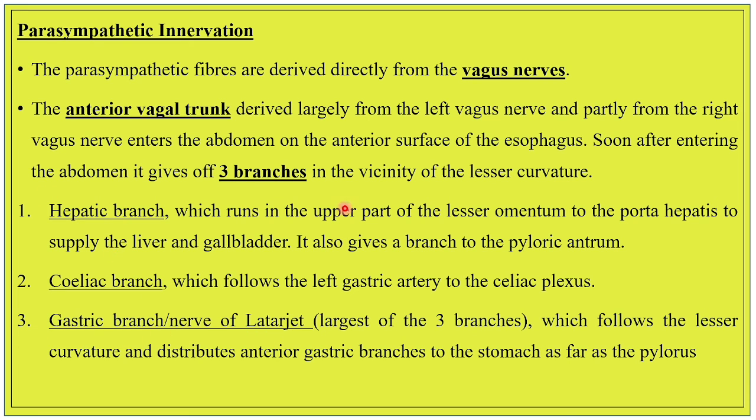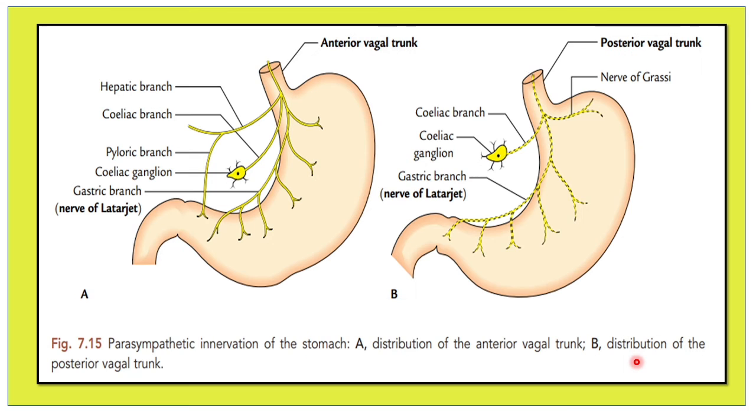The hepatic branch runs in the upper part of the lesser omentum to the porta hepatis to supply the liver and gallbladder. It also gives a branch to the pyloric antrum. The celiac branch follows the left gastric artery to the celiac plexus. The gastric branch, or nerve of Latarjet, is the largest of the 3 branches of the anterior vagal trunk. It follows the lesser curvature and distributes anterior gastric branches to the stomach as far as the pylorus. So this is the anterior vagal trunk and this is the posterior vagal trunk.